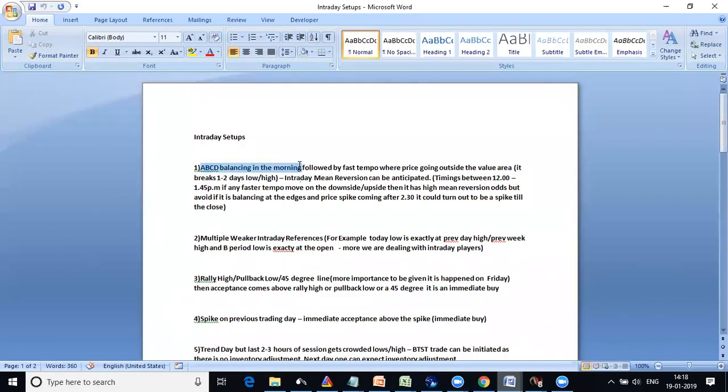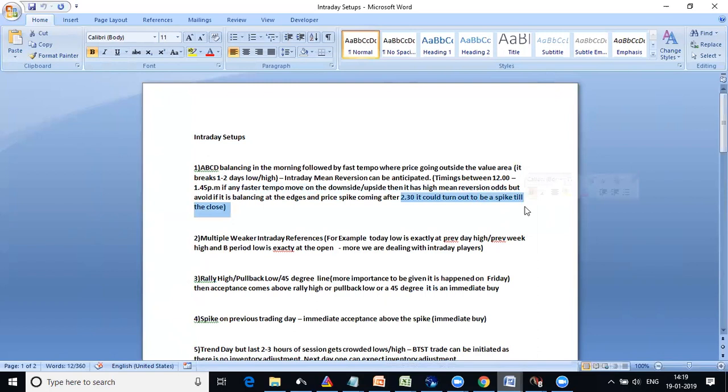So you have an ABCD balancing in the morning, followed by a fast tempo where price goes outside the value area, typically either the day high or a day low. Intraday mean reversion can be anticipated. Timing should be somewhere around 12 o'clock to 1:45. Any faster tempo on the downside or upside move has high mean reversion odds. But avoid it if balancing at the edges or if the spike comes after 2:30. If the same thing is happening after 2:30, if price is breaking down after 2:30 or 2:45 or 3 o'clock, don't try to do a mean reversion because it could turn into a spike mode.